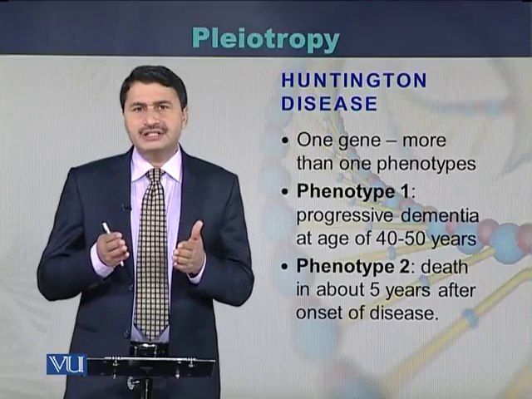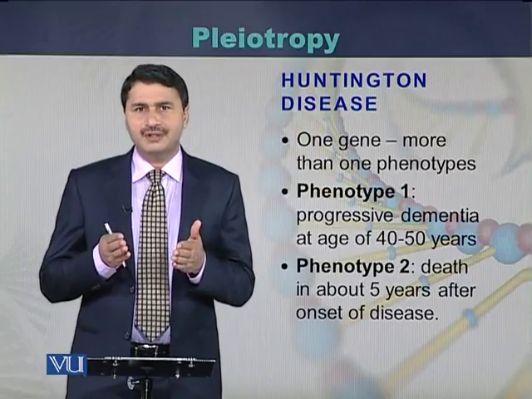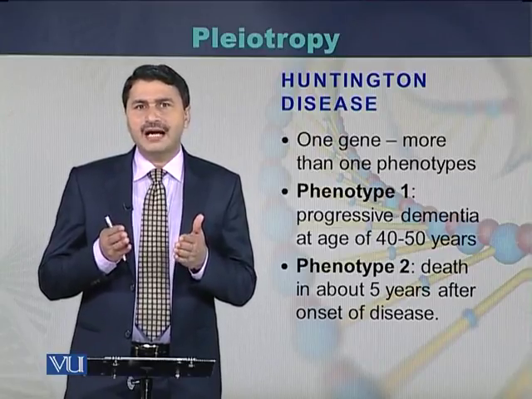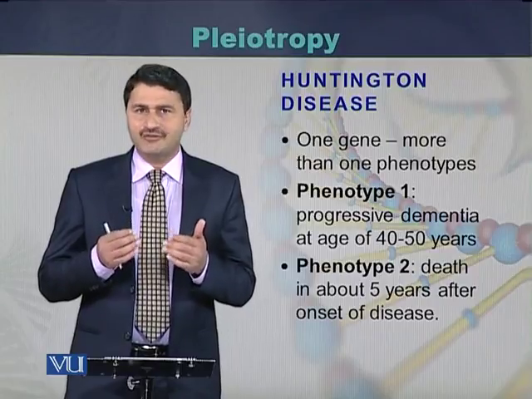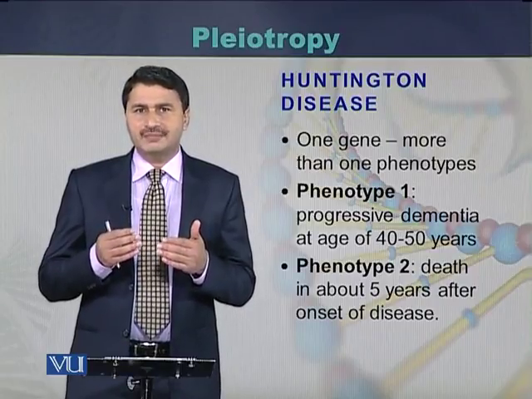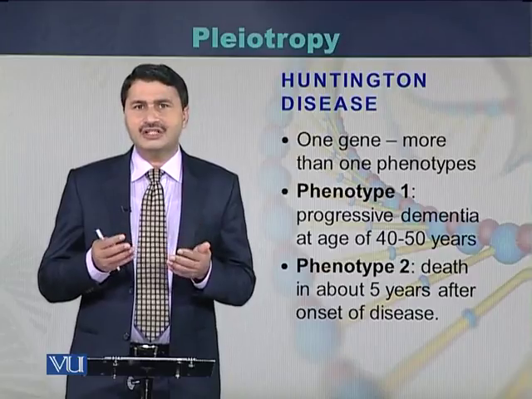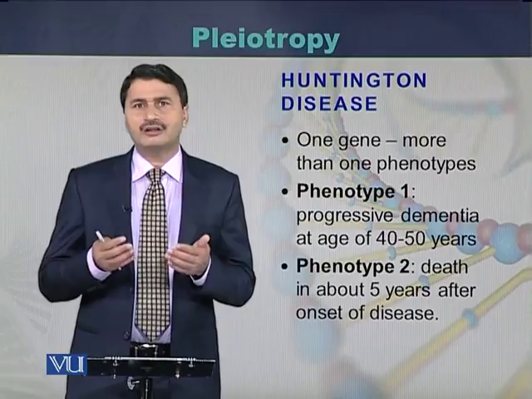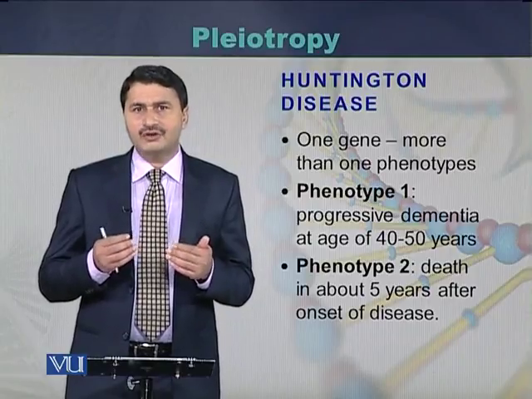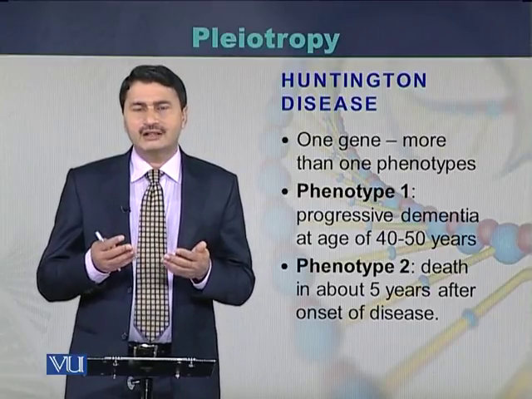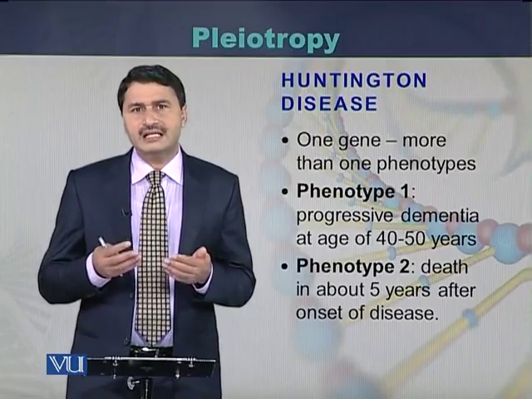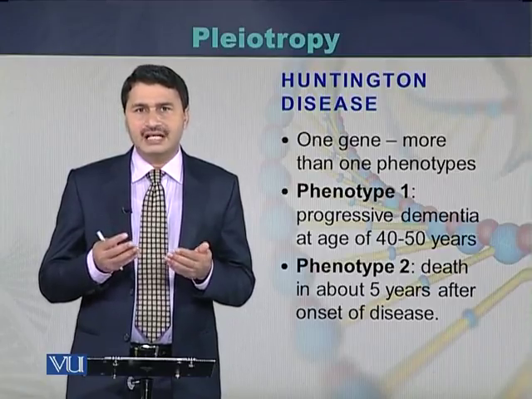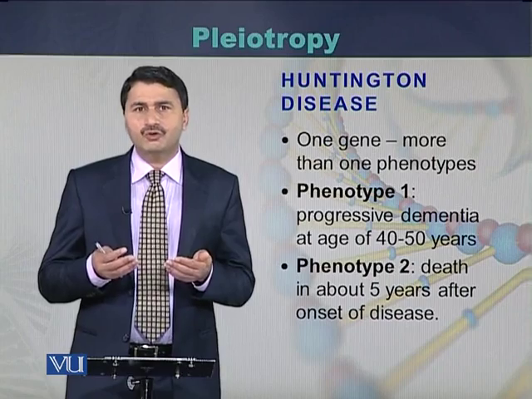Huntington disease has two phenotypes which are produced by a single gene. In phenotype 1, we see that the patient survives and dementia appears at the age of 40 to 50, while on the other hand there is a second phenotype in which, once Huntington disease appears in a patient, the patient will die within the next 4 to 5 years.